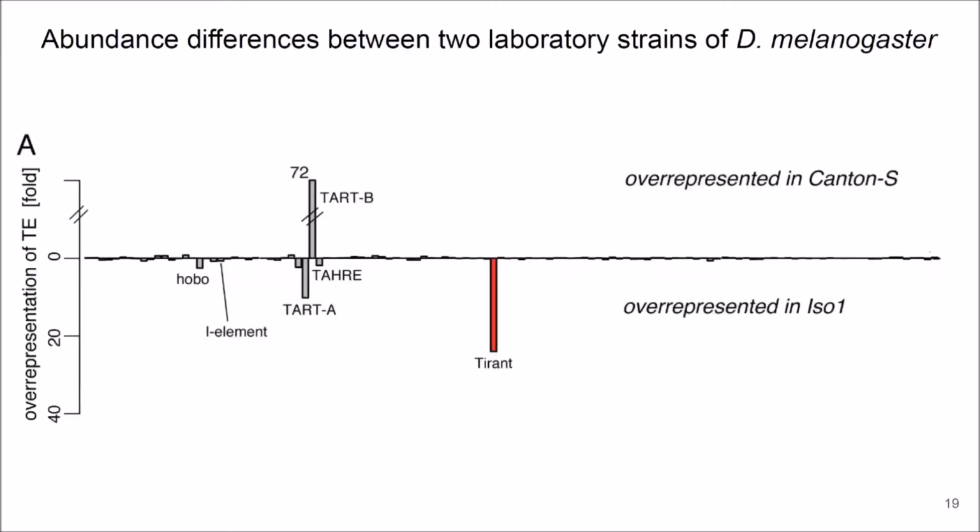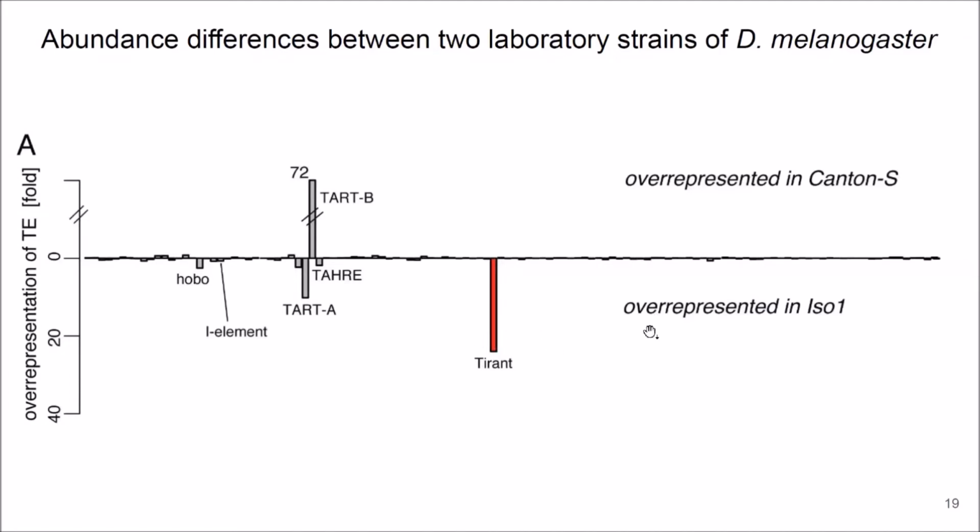So what we did in the beginning was that we compared 2 different laboratory strains. The one is called Canton S. It's a wild-type strain that was collected in the 1930s, so it's a very old strain that has been maintained in many laboratories since then. And the other strain that we looked at is ISO1, which is the strain where the Drosophila melanogaster reference genome is derived from. It's not a wild-type strain, but it's mainly derived from strains that were sampled much later than Canton S was. And what you can see here is a pairwise comparison of abundance.